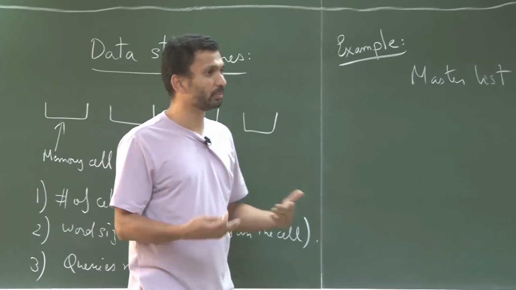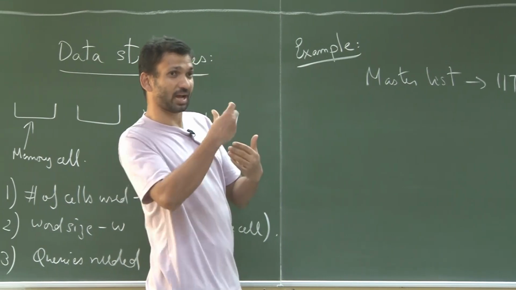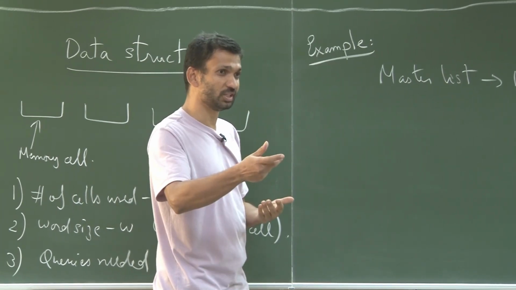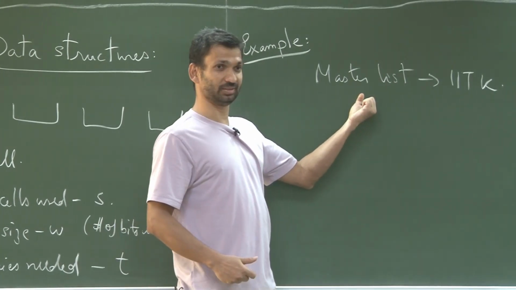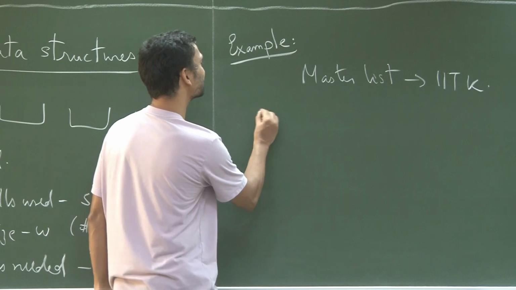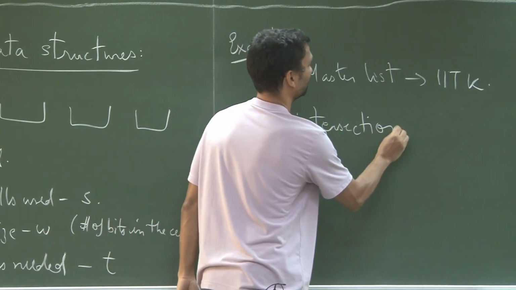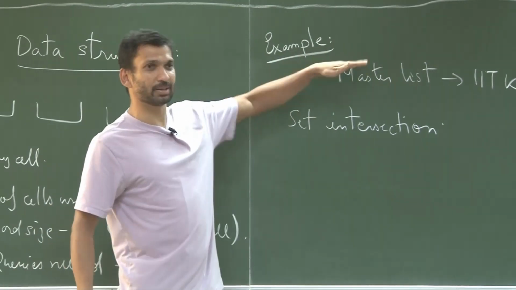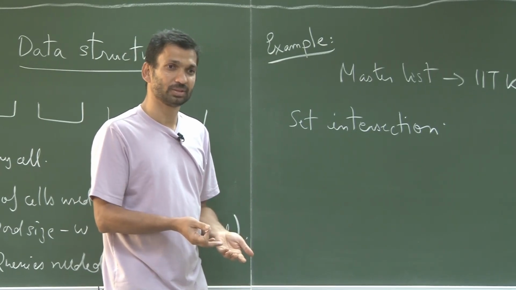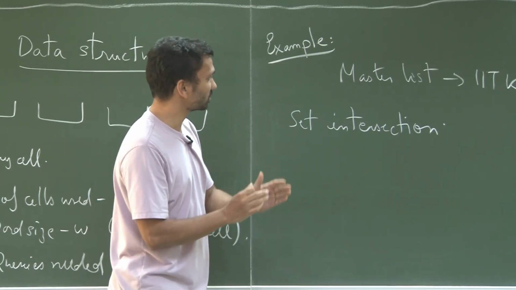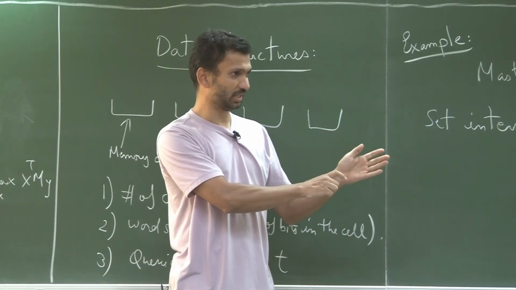What operation am I performing mathematically? Remember, this is a master list. I have some list of students who have cheated. I want to find out if there is a person in my list who is also present here. This is set intersection. And you can see that in spite of this made up example, there are various cases where set intersection is an important problem, right?